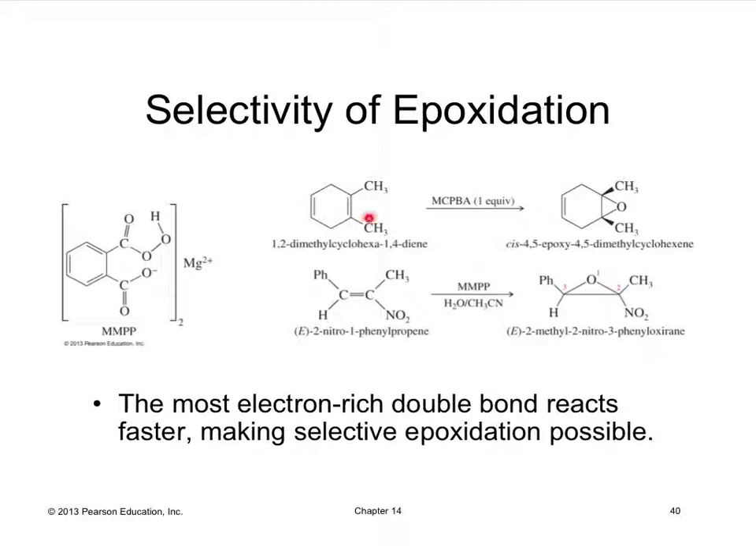Most electron-rich double bonds react faster in general, making selective epoxidation possible. So if we had the choice between here and here, this is more electron-rich. As a result, only this one, if you use one equivalent, gets oxidized to the epoxide. And this is another epoxidizing reagent, MMPP.